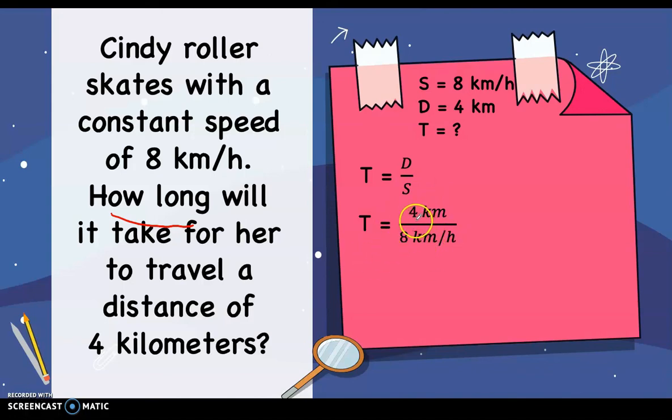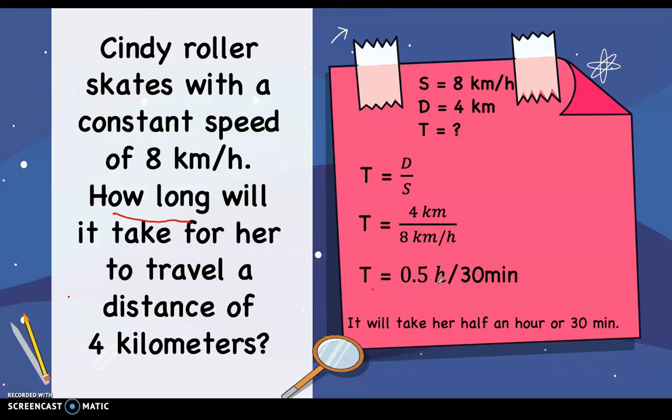Let's substitute the given. Distance is 4 kilometers divided by the speed, which is 8 kilometers per hour. Then we divide 4 divided by 8, that is 0.5 hour or 30 minutes. So you can convert this hour to 30 minutes. So our answer is it will take her half an hour or 30 minutes.